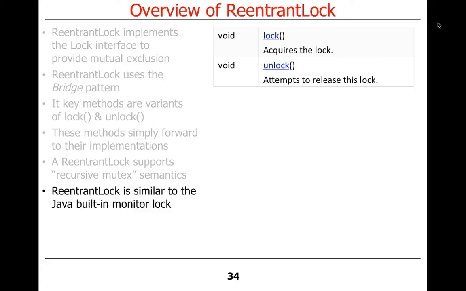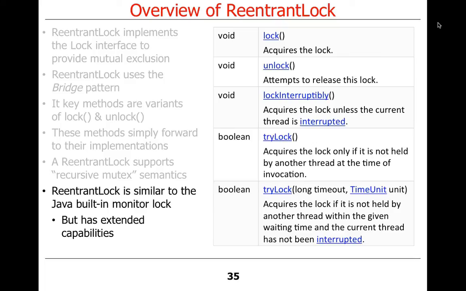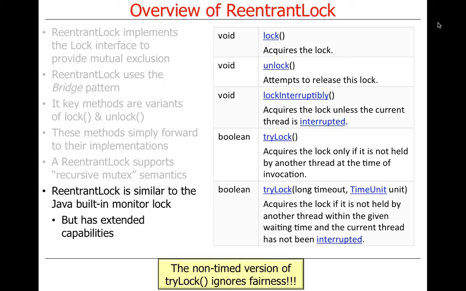ReentrantLock is very similar to Java built-in monitor locks. It's got lock and unlock, which is pretty much like synchronized methods or synchronized blocks. That's just syntactic sugar around almost exactly the same construct. However, ReentrantLock has some additional stuff. So it has lockInterruptibly, so you can let locks be interrupted, whereas locks by default in monitor objects can't be interrupted. It has tryLock, which we'll talk more about in a second, and it has both non-blocking tryLock and timed tryLock. And those actually have subtly different semantics. Now here's a little piece of fun trivia. The non-timed version of tryLock, that's this guy here, ignores the fairness policy.